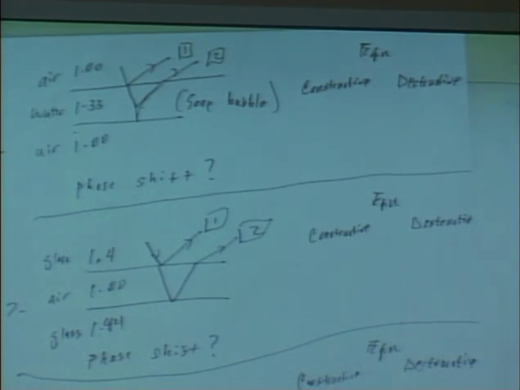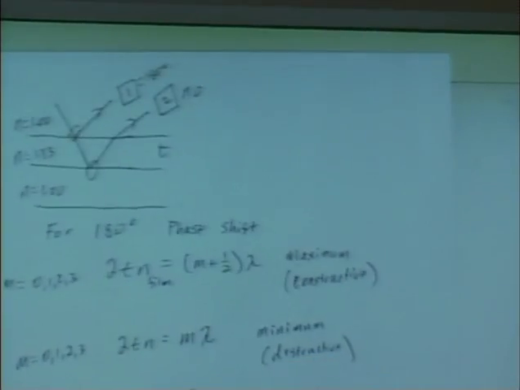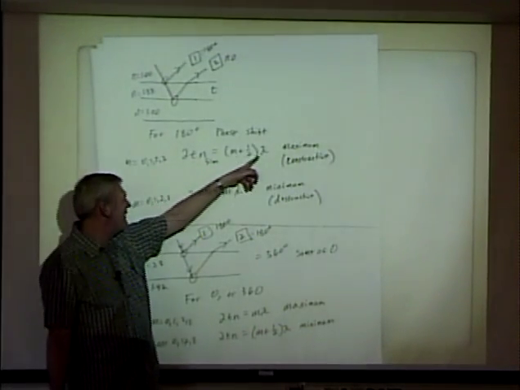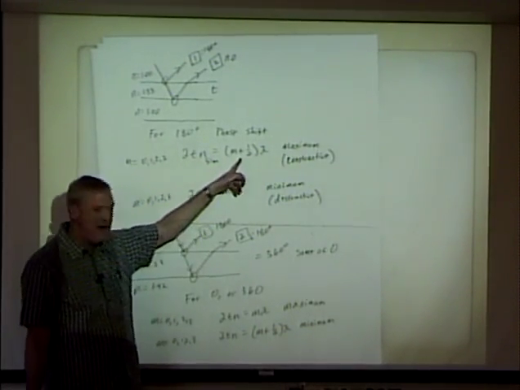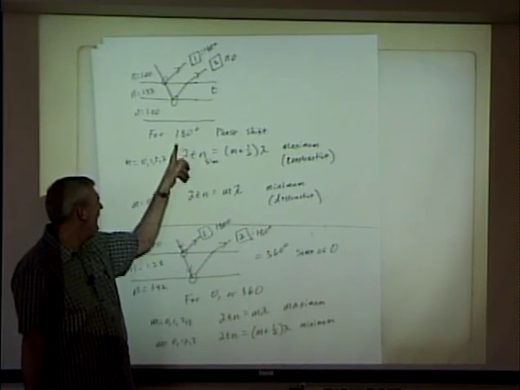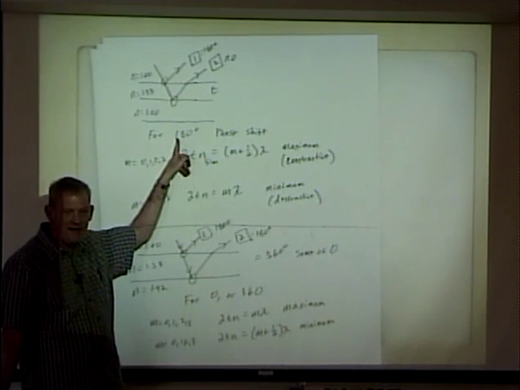Okay, right here. Let's try it one more time. Here you go. And that's fine. This is good. In other words, this equation gives you the maximum interference. All right? And this is for when the phase shift is 180.